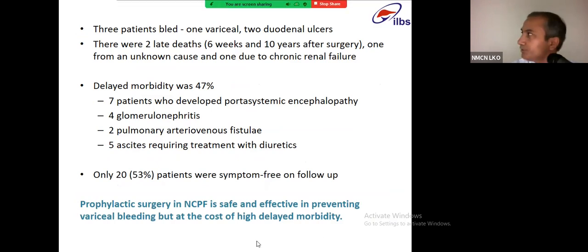An important point to note here is that almost half of the patients had delayed morbidity in terms of portosystemic encephalopathy and glomerulonephritis, which are related to the shunt. 2 had pulmonary arteriovenous fistulae, and 5 had ascites requiring diuretics. So only 53% of the patients were symptom-free on follow-up. Prophylactic surgery without any previous bleed is safe in preventing variceal bleed, but it should be considered only at the cost of high delayed morbidity.